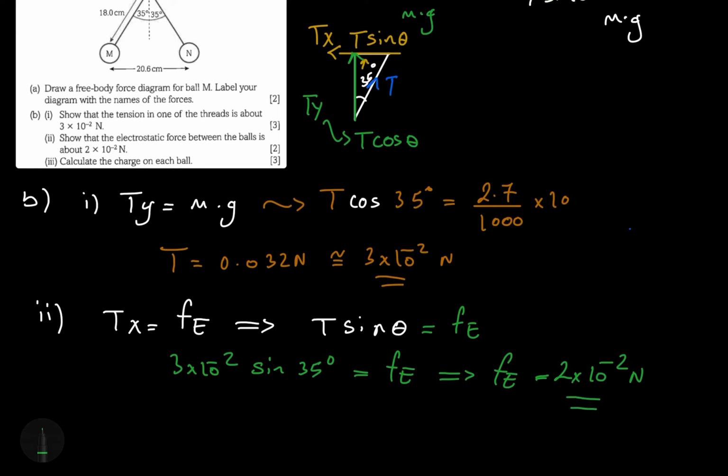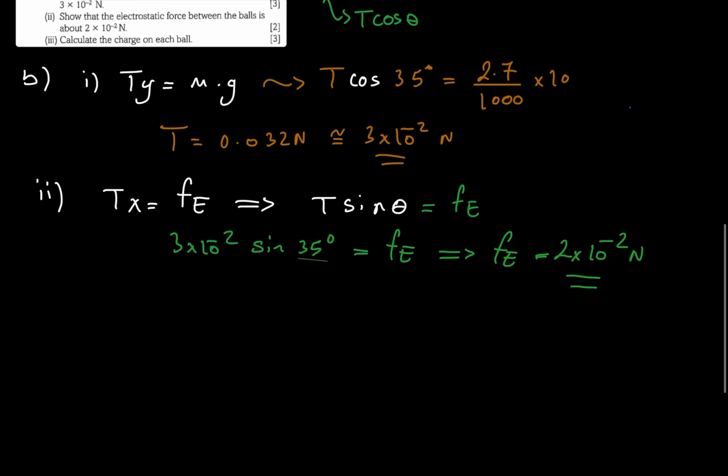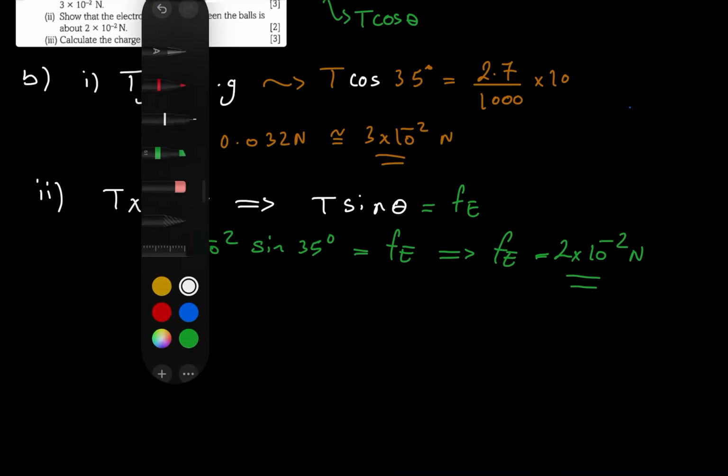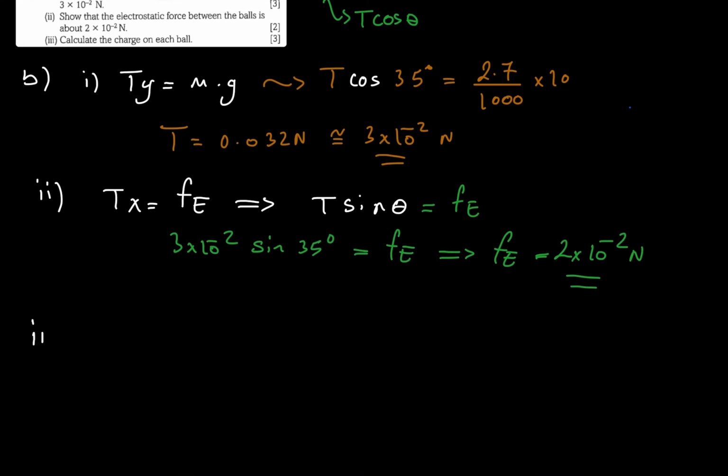And we found it by using the forces acting in the x direction, because the electrostatic force balances out the force in the x direction, or the Tx component. We can say that T sine of theta is equal to Fe, and then solve for Fe. The last part of the question is asking us to find the charge on each ball. To calculate the charge on each ball, we know that the electrostatic force between them is Q1 times Q2 over R squared. Since both of them have the same charge, we can say Q1 and Q2 is just Q. So F is equal to Q squared over R squared.